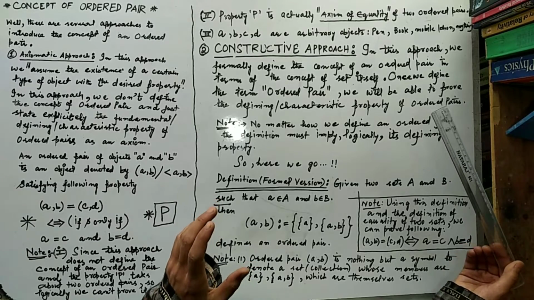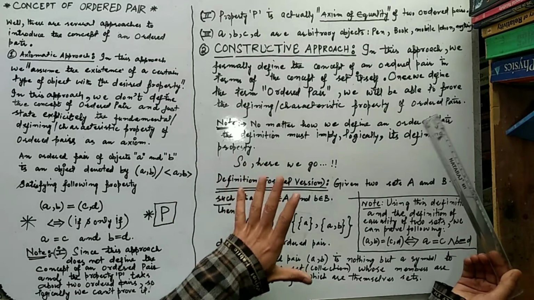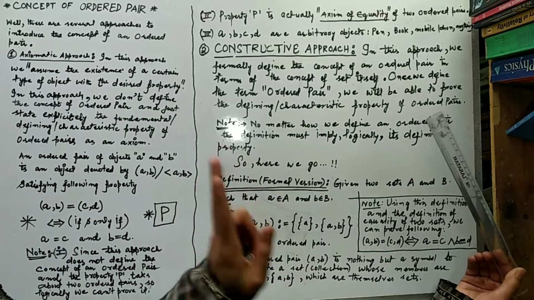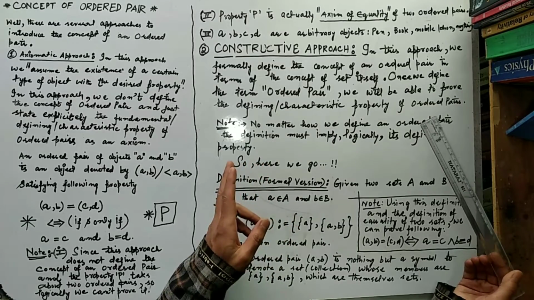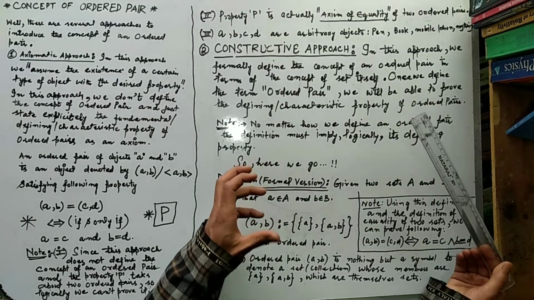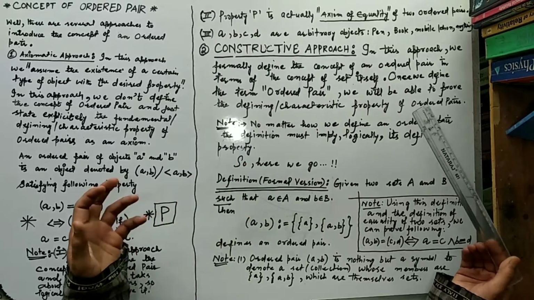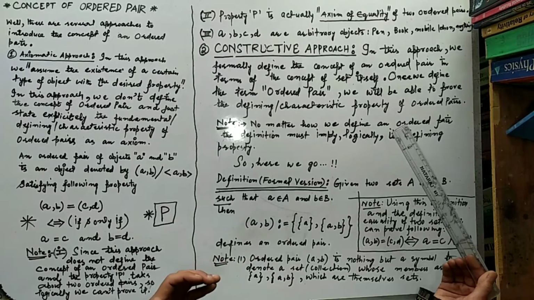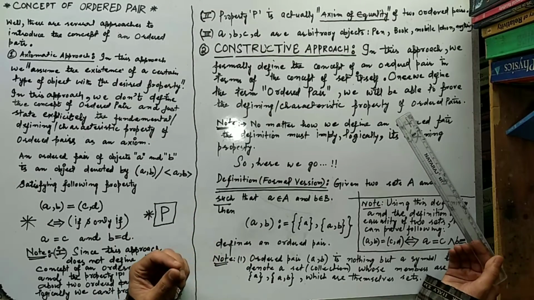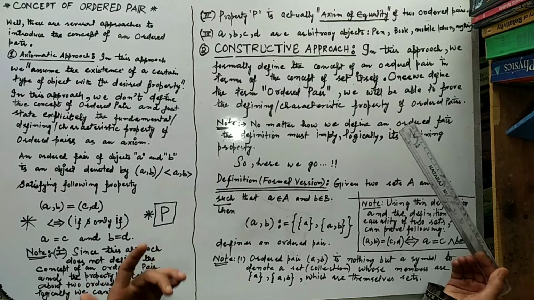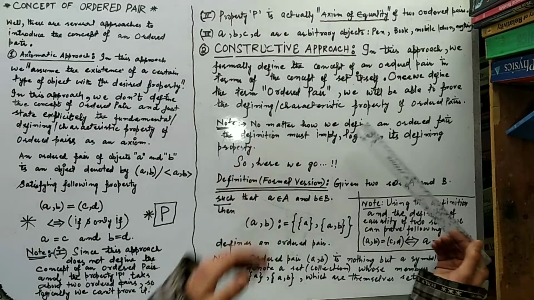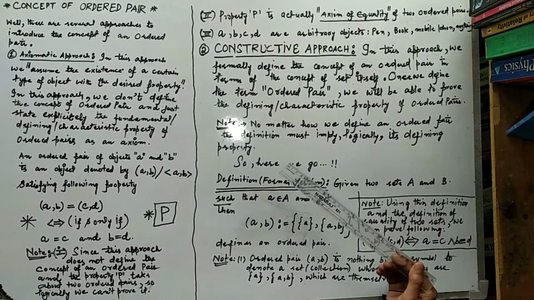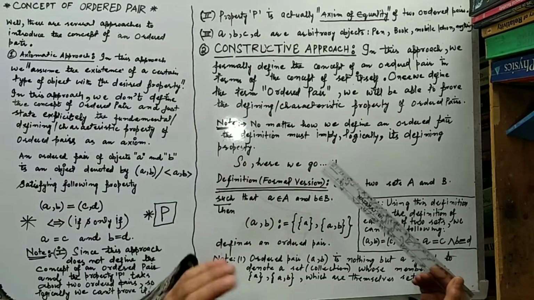You should note one more thing. If you have an objection to this definition, give me some other definition which is simpler, I mean more elegant, and which must imply the defining property of an ordered pair. I would have no objection to accepting that over this definition. Come with at least one definition. I'll be waiting. Comment in the section on the video. So no matter how we define an ordered pair, the definition must imply logically its defining property. Otherwise, that definition would be completely useless.